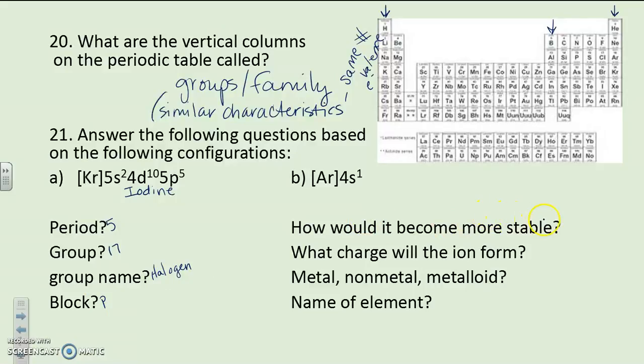How would it become more stable? By taking 1 electron, so it can be just like the noble gas next to it. What charge will the ion form? A -1 charge, because it takes 1 electron. It is a non-metal, and the name we've already said.